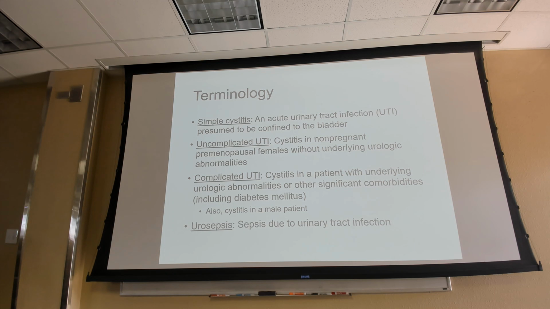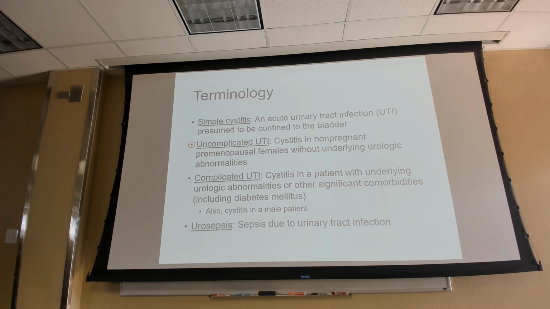Uncomplicated versus complicated. Sometimes students get wrapped around the axle on this one, so let me just define. You see what uncomplicated cystitis is? Non-pregnant, pre-menopausal female. That is the patient who has an uncomplicated cystitis. If you are not that patient, then you have technically a complicated cystitis. So what does that mean? Postmenopausal females, pregnant females, and men.